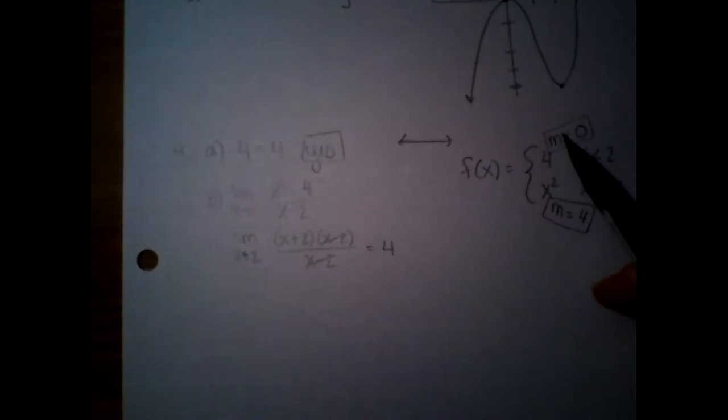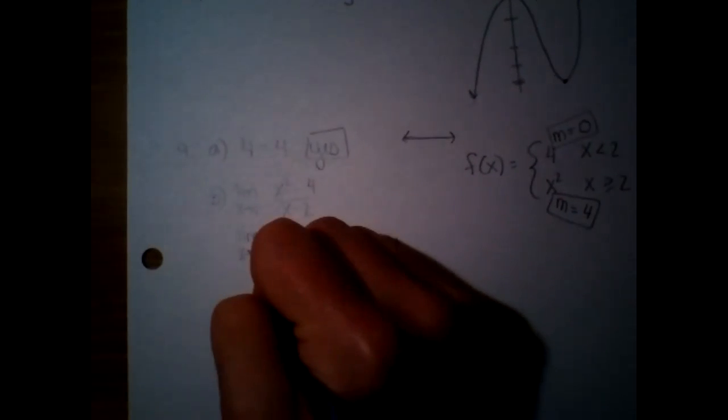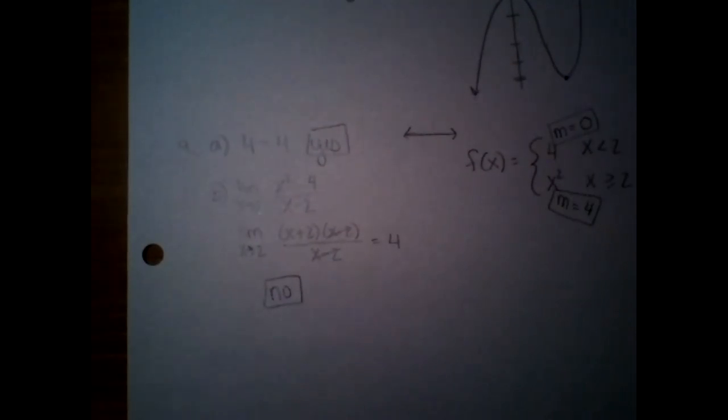And so the slope on the left was 0, slope on the right was 4. And so your answer to the whole thing is no, it's not differentiable because those slopes don't meet up. This would be a flat line, and then this would be a parabola. So they would meet at a sharp edge. So those were the ones I wanted to make sure I went over.